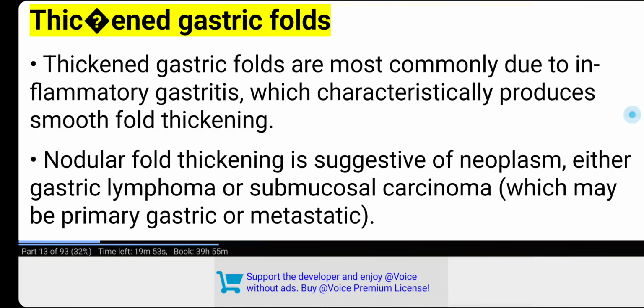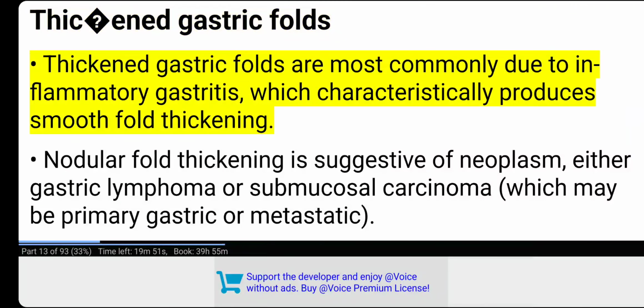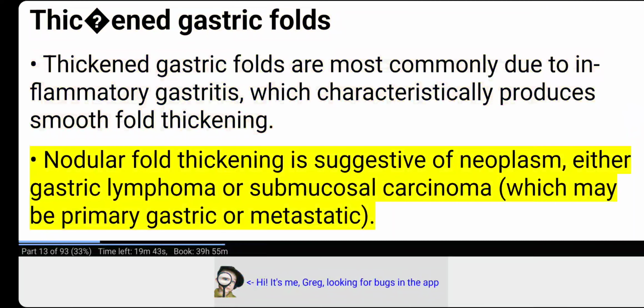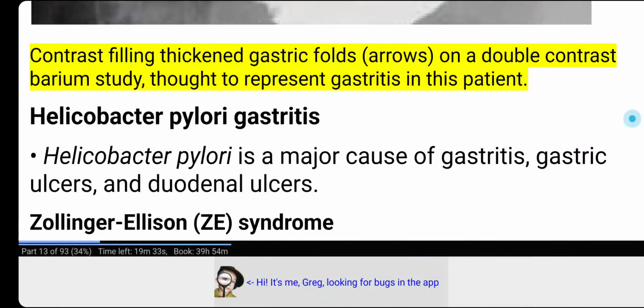Thickened gastric folds. Thickened gastric folds are most commonly due to inflammatory gastritis, which characteristically produces smooth fold thickening. Nodular fold thickening is suggestive of neoplasm, either gastric lymphoma or submucosal carcinoma, which may be primary gastric or metastatic. Contrast-filling thickened gastric folds, arrows, on a double contrast barium study, thought to represent gastritis in this patient.